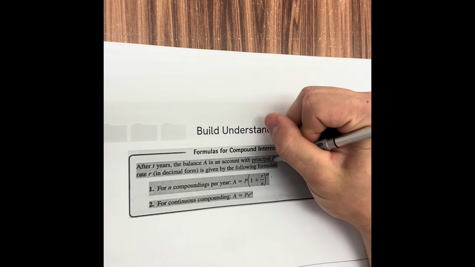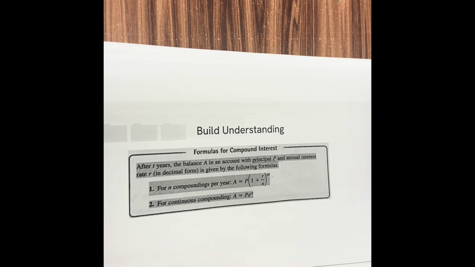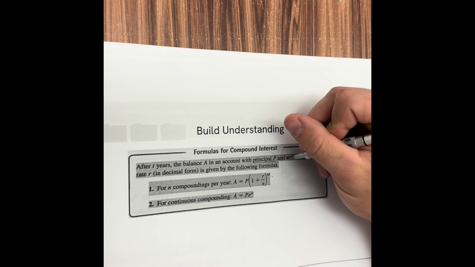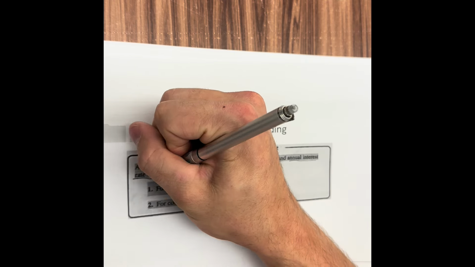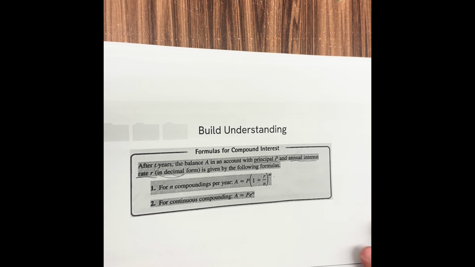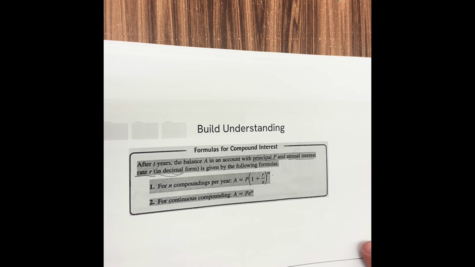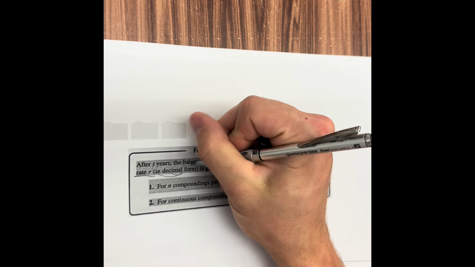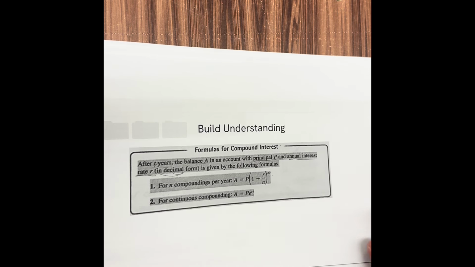Principal, P, that would be how much money you're putting into your account initially. Annual interest rate, or r, has to be in decimal form. That's important. So if we had 17%, we would write that as 0.17. Balance is A, t is years. So those are also important things to know.